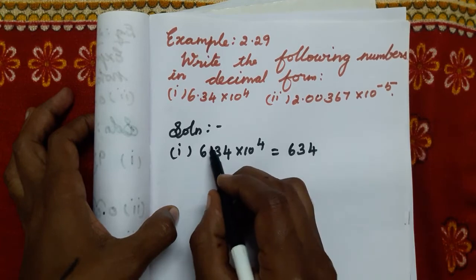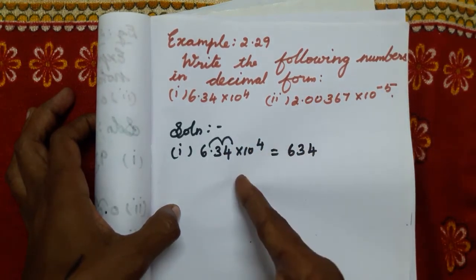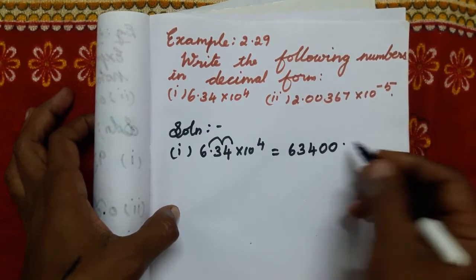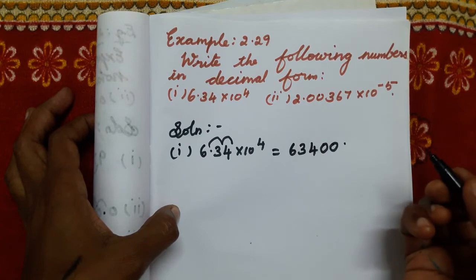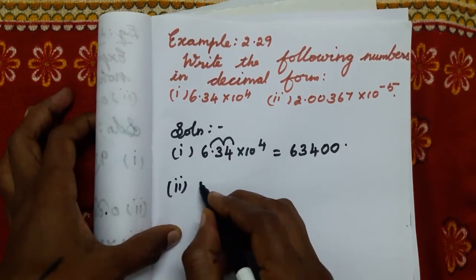2 digits we moved. Then we also need 2 more digits. For that you have to add 2 zeros. Clear? Are you able to understand this? Okay. Next, second question.